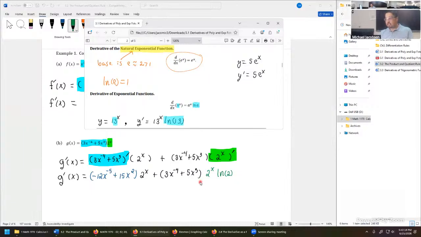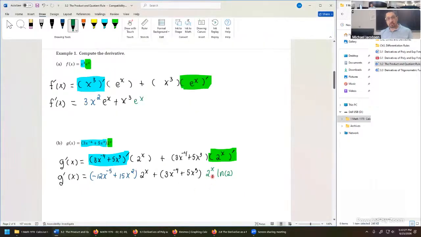At this stage, we're done. We could possibly distribute 2 to the x in, or maybe factor out 2 to the x. But even if we factored out 2 to the x, there's going to be no like terms here. All the powers are completely different. So I'd say this is a pretty good stopping point on this problem. So that's the power rule and the product rule in a nutshell. Whenever functions are being multiplied like this and we cannot simplify them, this is the rule we must use.